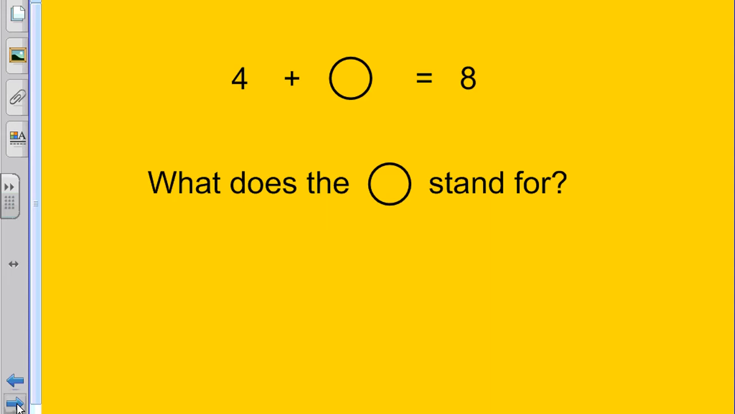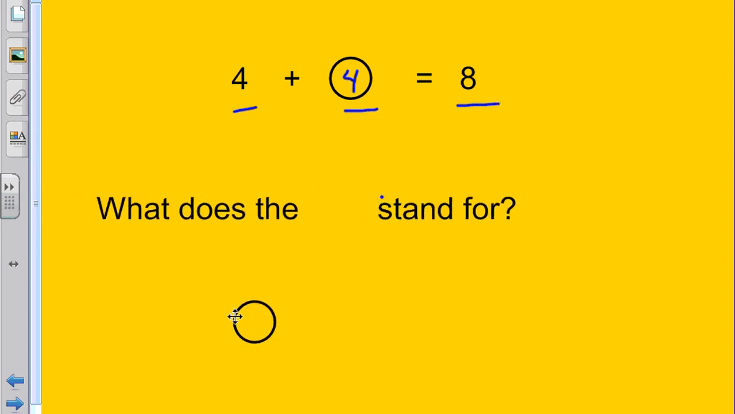What does the circle stand for? Tristan? It stands for the first number, 4. Thank you. 4 plus 4. This is 4, right? Because 4 plus 4 equals 8. So this circle equals 4. Alright, good job.